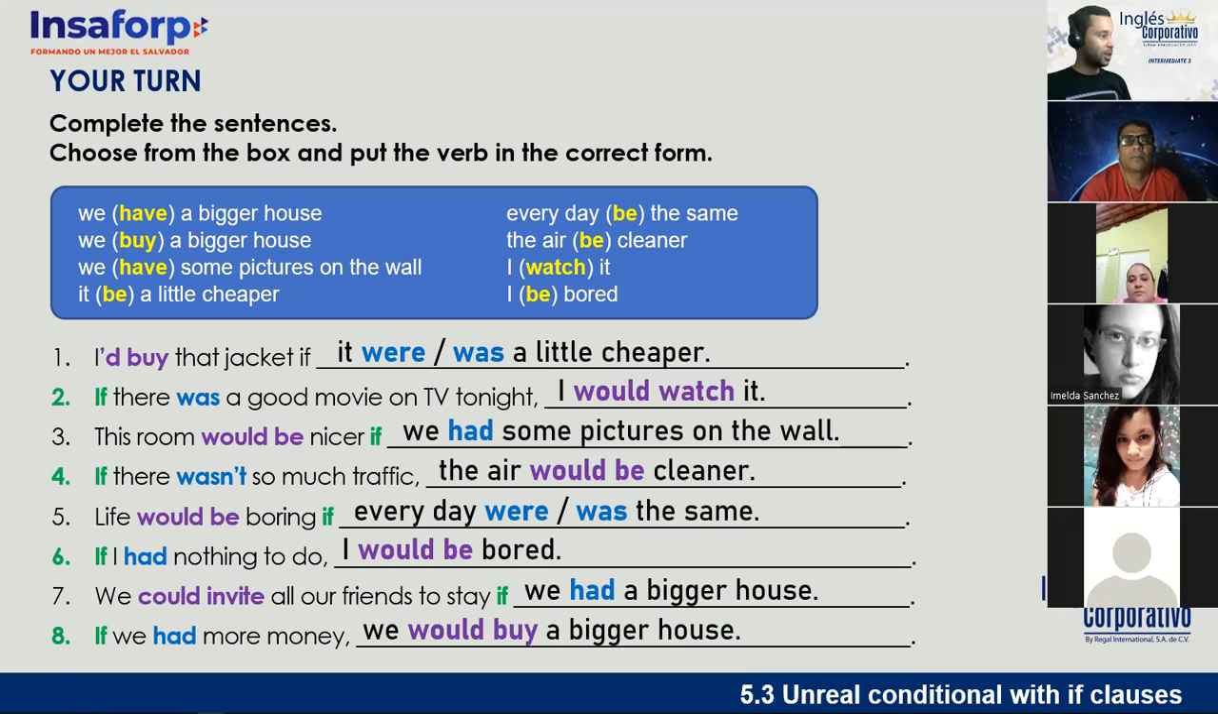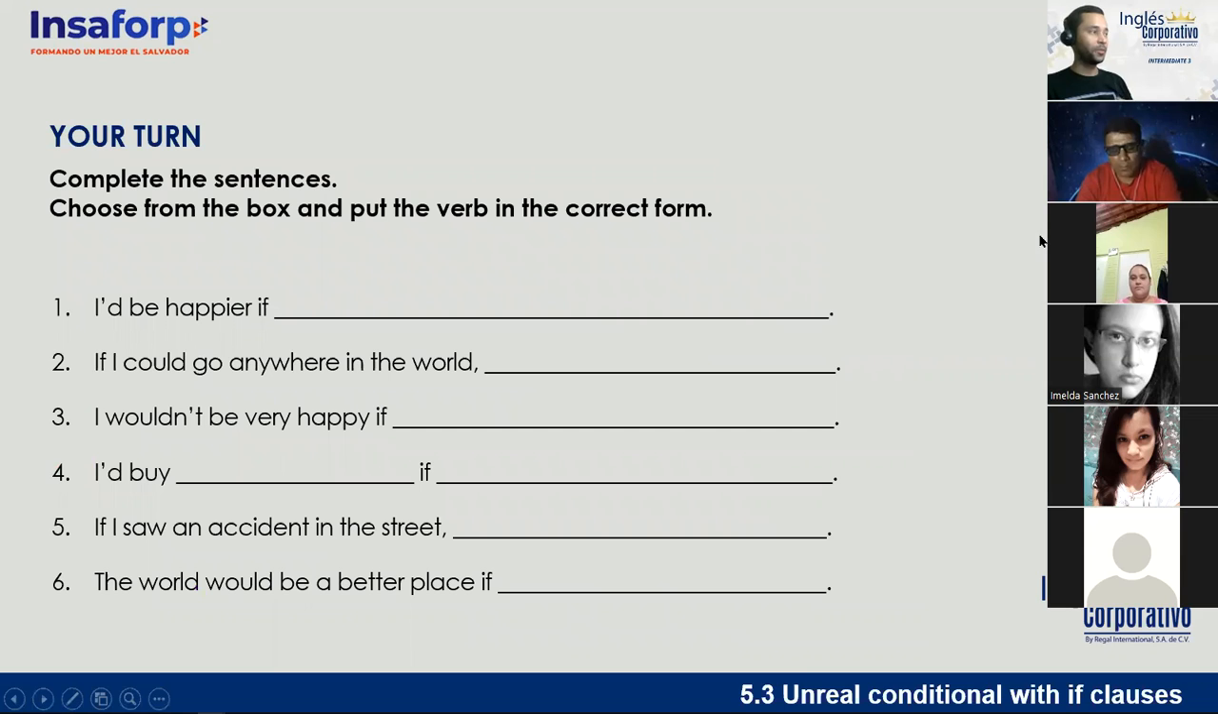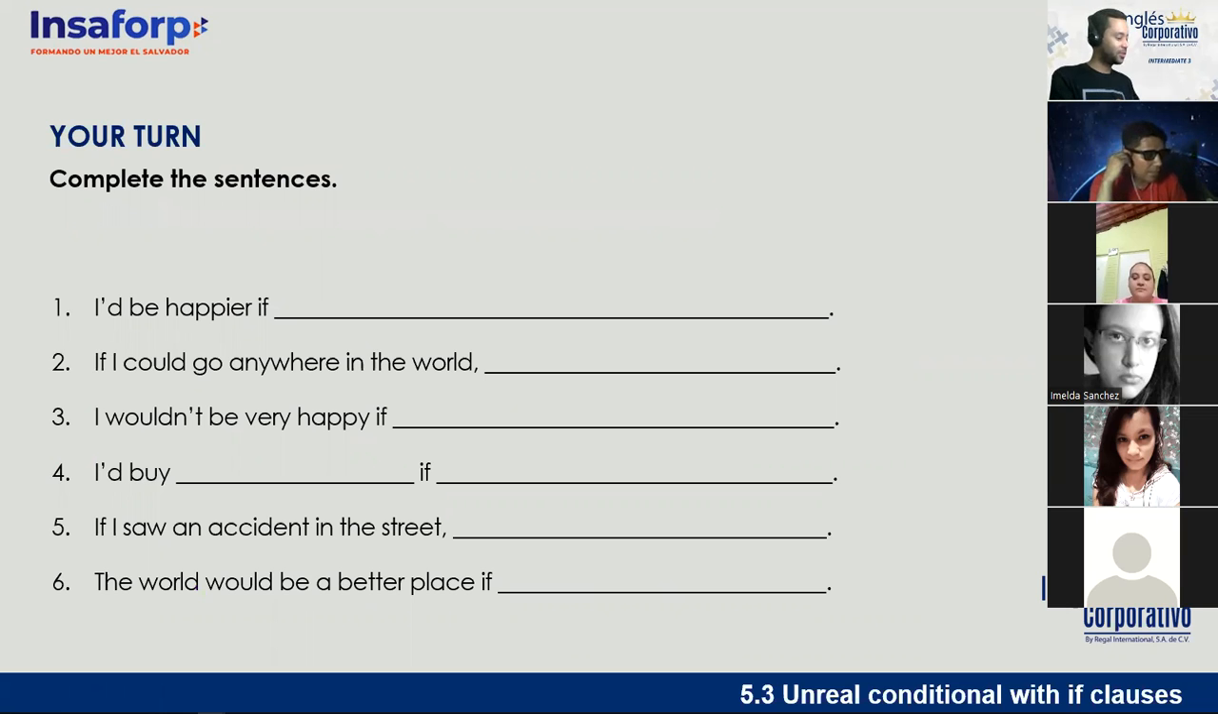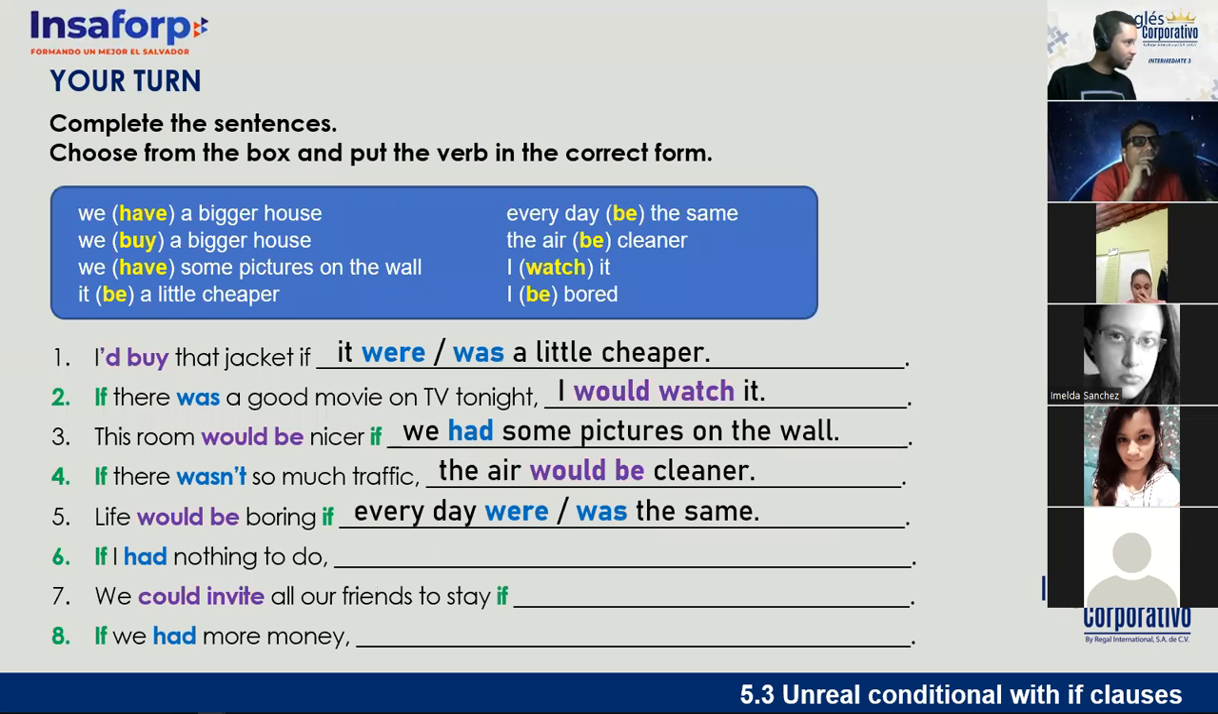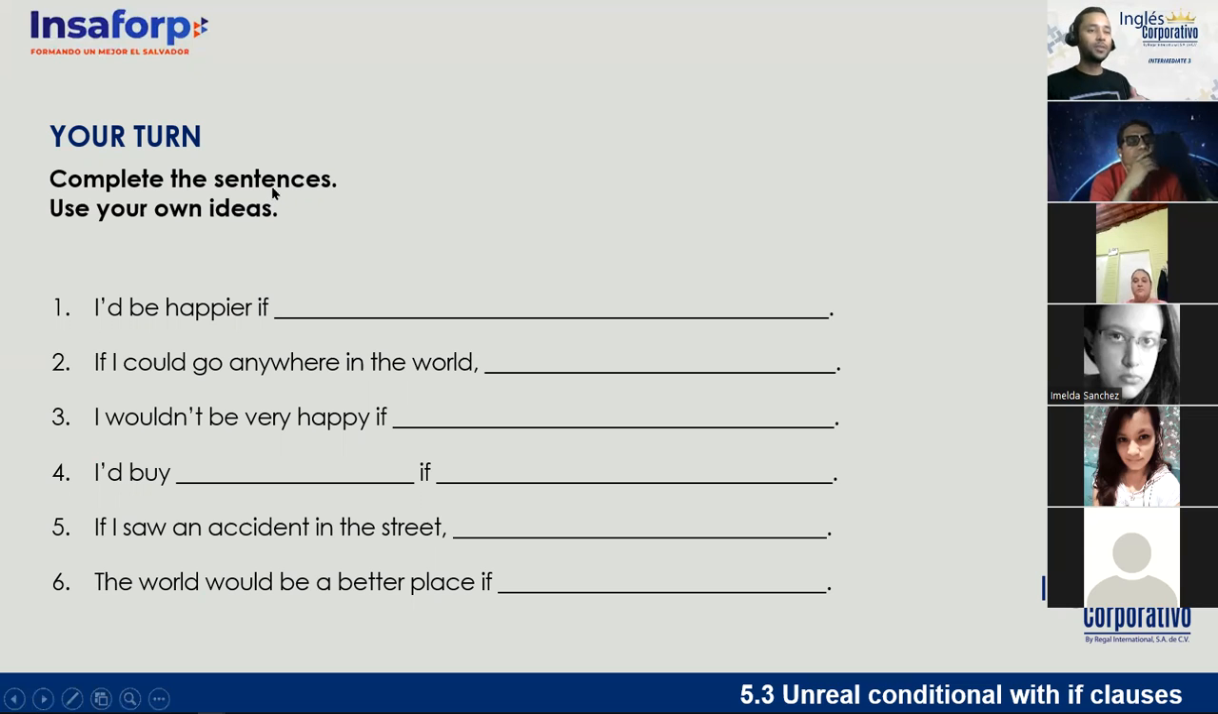Great. Now, there's one more exercise for today. Again, I will need volunteers for this. Your turn. What are we going to do here? Okay, complete the sentences. Choose from the box and put the verb in the correct form. Well, sorry, these are not the right instructions. Let me change this. Me fue mal esto acá. Complete the sentences. Use your own words. I'm sorry. Bad instruction. Okay. ¿Qué pasó acá? Ideas. Queda mejor eso. Perdón. Okay, complete the sentences, use your own ideas.